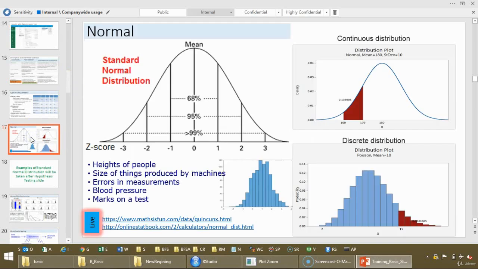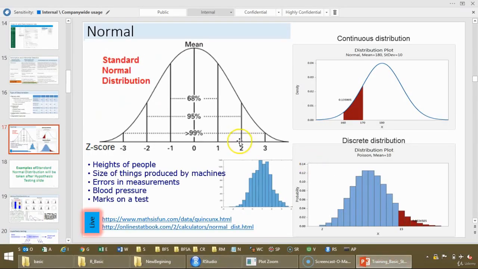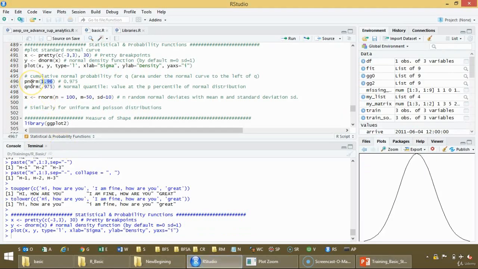Okay, yes, over here. If you see, this is -3 to 3, that is 3 sigma on both sides. Suppose you want to figure out the value for 1.96. Here you have the Z value, 1.96 will be somewhere here. And what is the area? This area, all the left side of this one. Then you can figure it out using the function called pnorm. This is the cumulative normal probability. It gives you the area on the left side of it.